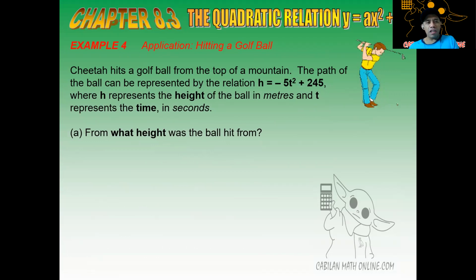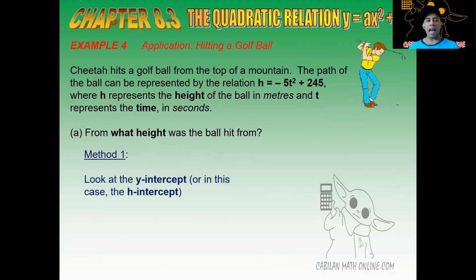For this question, it says, from what height was the ball hit from? Now I'm going to present this two ways, and once I present the two ways, I want to show you why it's important to know the two ways. In the first method, we can figure out the answer just by looking at the equation. The way we do that is we look at the y-intercept, and remember, the y-intercept is just the number that's on its own here. So just by looking at the equation, the answer for this would be 245.